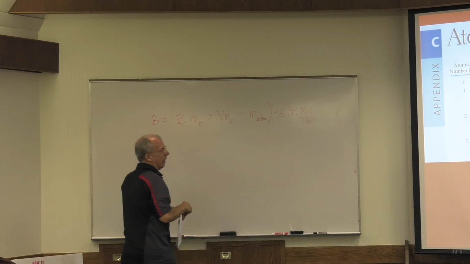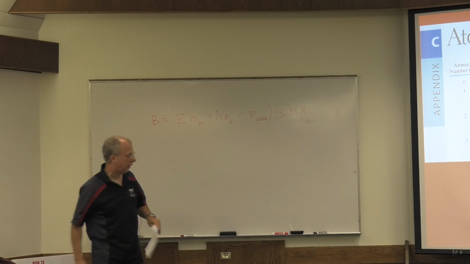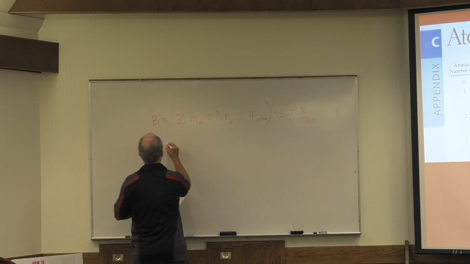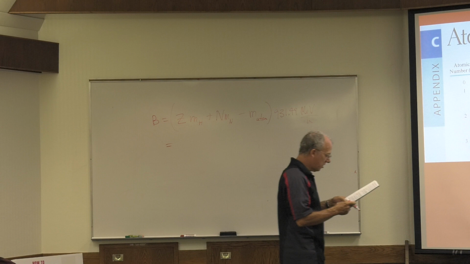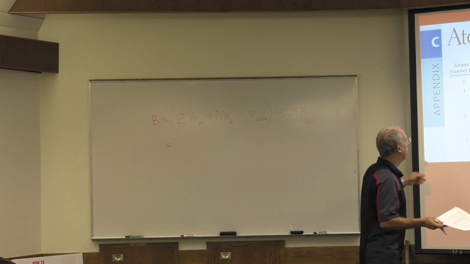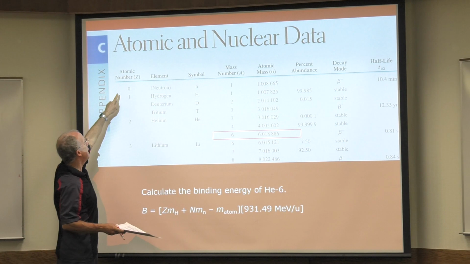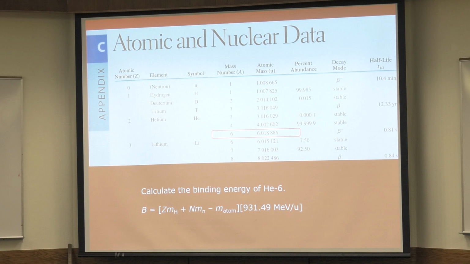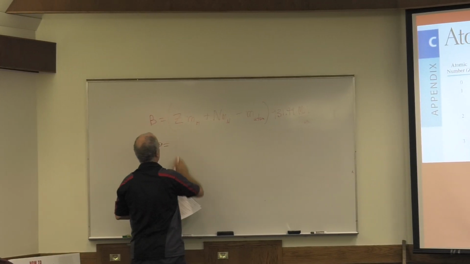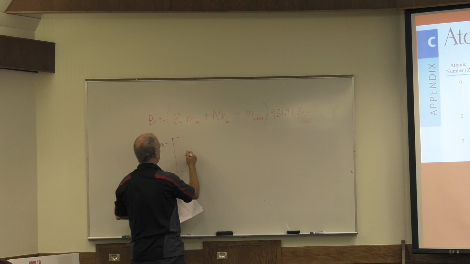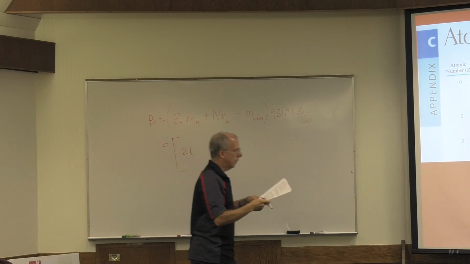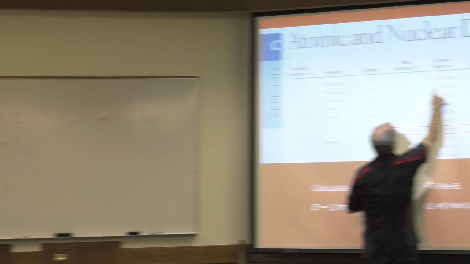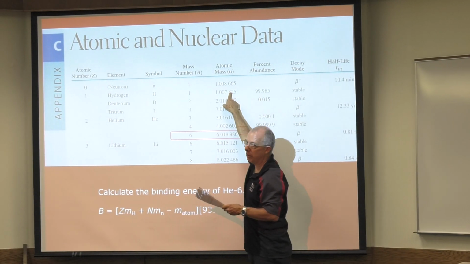So now we just have to look it up. We just have to use Appendix C, just look things up. So let's do that. This is helium-6. What's helium? Helium is 2 protons, so Z for helium is 2. Okay, what's the mass of hydrogen? The atomic mass of hydrogen is right here. You've got to keep all of these significant figures when you do these calculations.